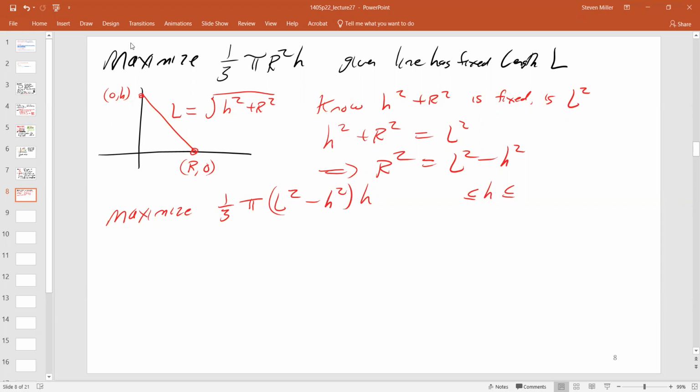Well, remember the total length of the line has to be L. So it's 0 to L. H is going to be L if we go straight down, and it's going to be 0 if we go straight to the right. And if you look at it, we see clearly that this function that we're trying to maximize is going to be 0 at the endpoints. So if we call this function f of h, f of 0 equals f of L equals 0, so endpoints do not maximize. For many of these problems, when you're trying to find maxima and minima, it's not going to be the endpoints that work. All right, so how would we find the derivative of this function? What would we do?